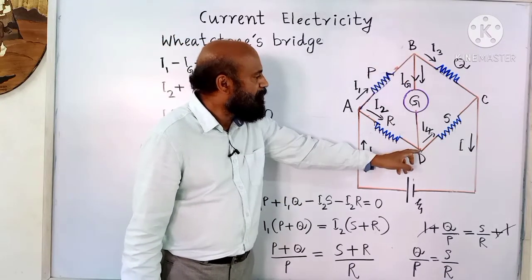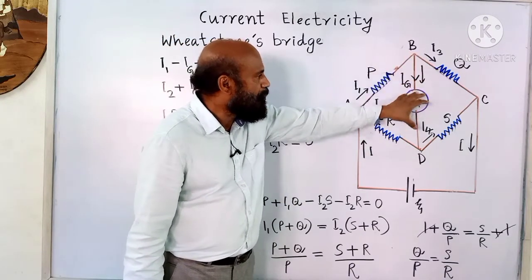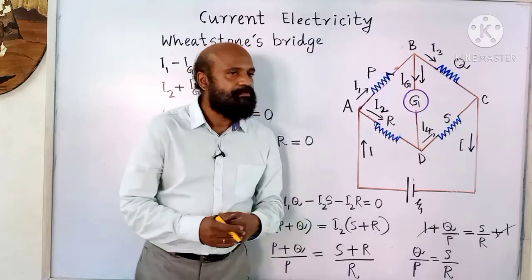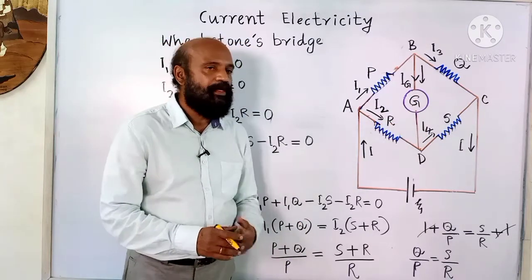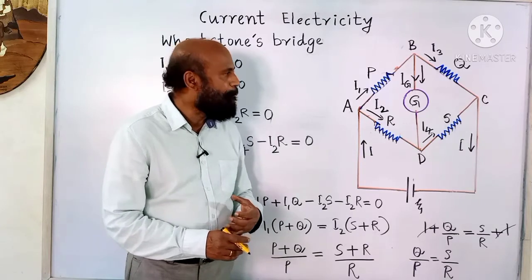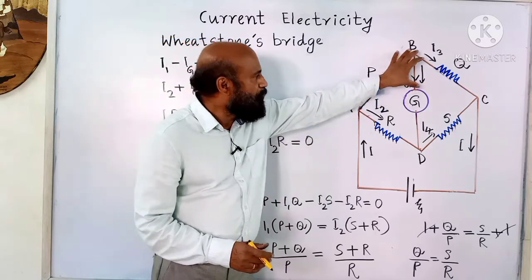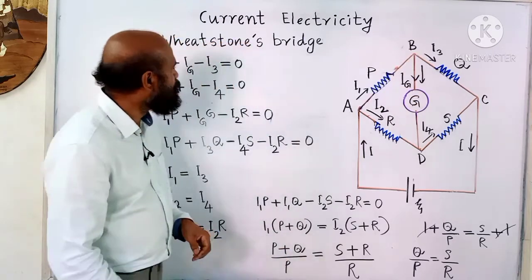When B and D are at the same potential, there will not be current through this galvanometer. Then the bridge is said to be balanced. We can apply Kirchhoff's rule to find the condition for bridge balancing.